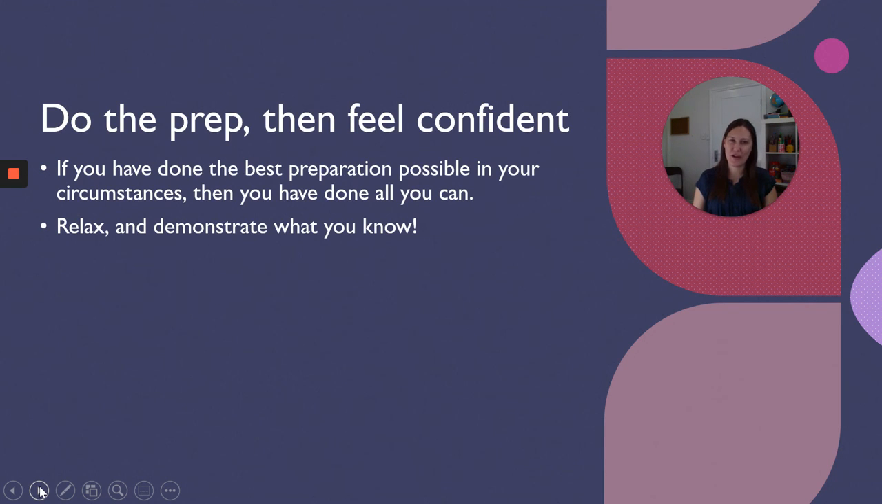Once you've done all that preparation, you should feel confident going into the exam. Nobody can ask more of you than the best preparation possible, the best revision possible, and paying attention in class and doing all your homework. If you've done all of those things, then what you put out in the exam is going to be your very best work. There's nothing more that anybody can ask. And you can walk out of that exam feeling confident that you have done that. You just get to relax, demonstrate all the work that you've done.